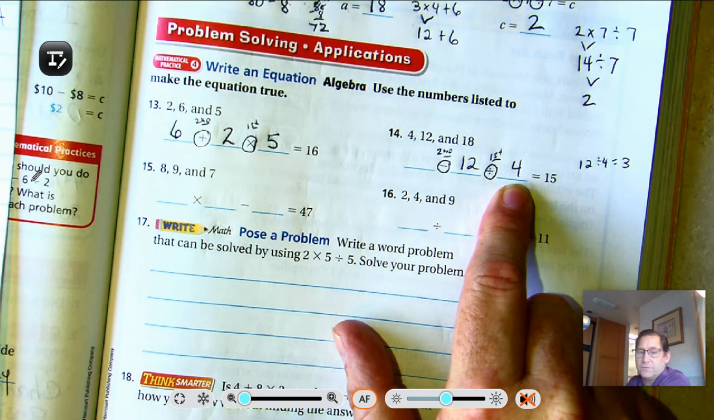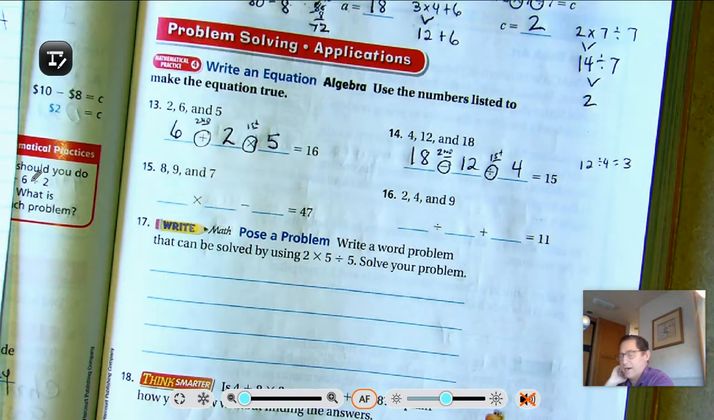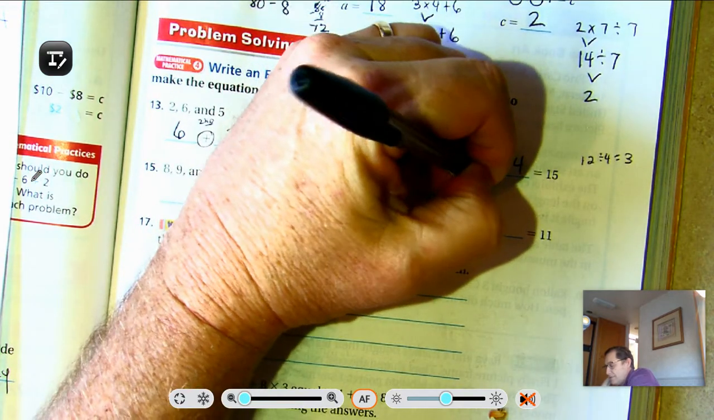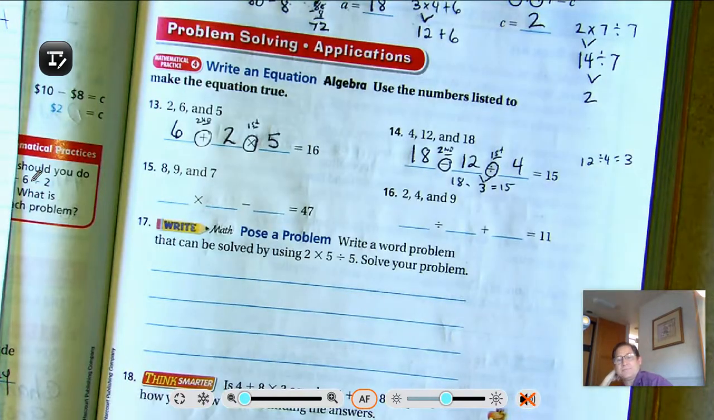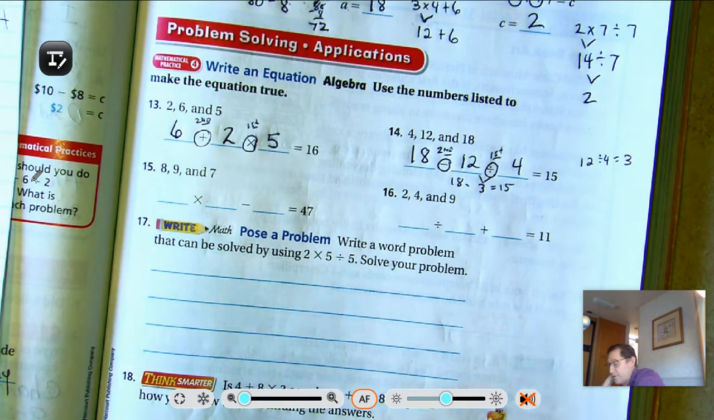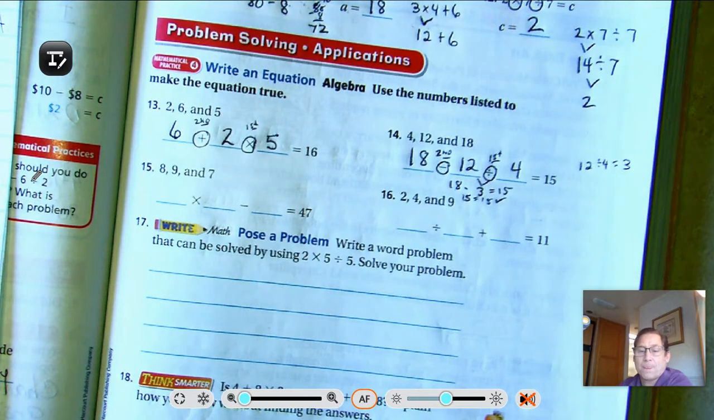And so what's our only other number left? 18. So let's see if that's right. 12 divided by 4, we said is 3. 18 take away 3 is 15. So 15 does equal 15.